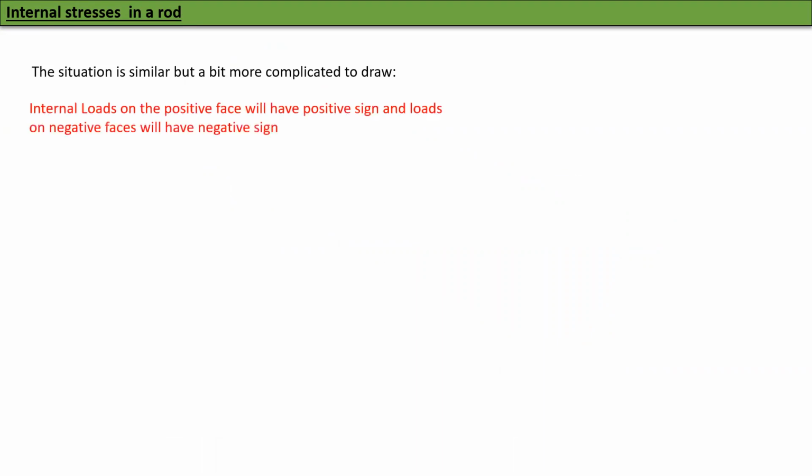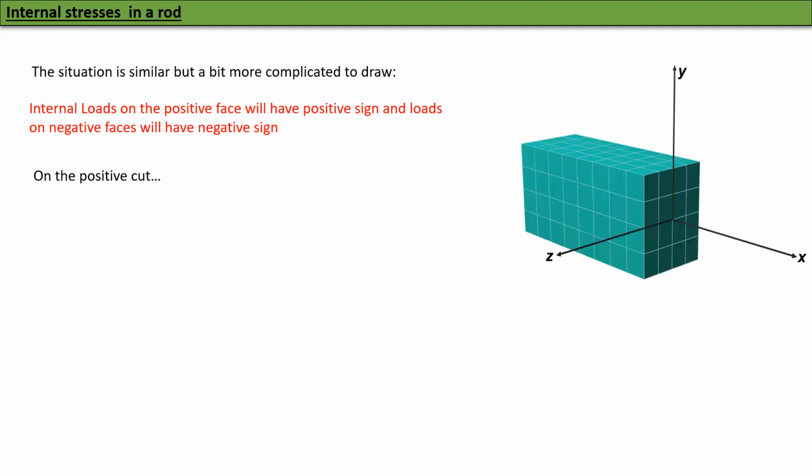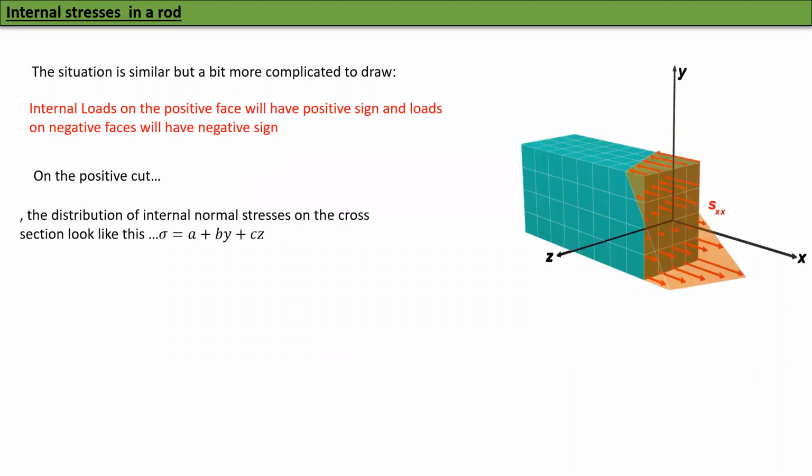The situation is a bit more complicated for internal stresses in a rod. Internal loads on the positive face will have positive sign, and loads on negative faces will have negative sign. So on the positive cut face, like what I've shown you, the distribution of internal stresses will be linear. It looks like sigma equals A plus By plus Cz. So it's just a linear distribution across the cross section. Some places will be pushed, some places will be pulled.